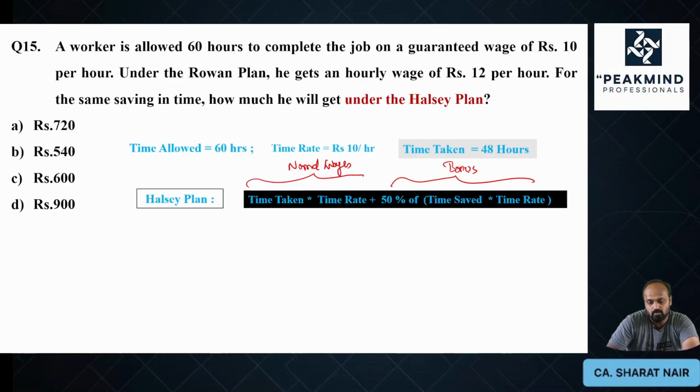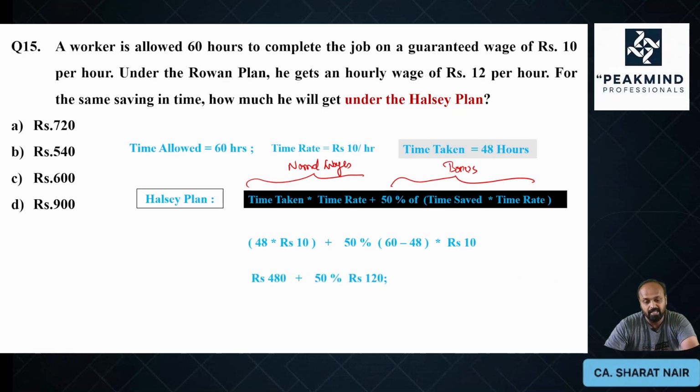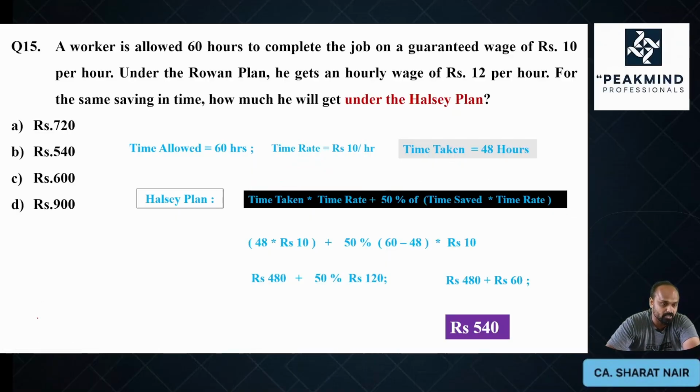Okay. Solving this, what will happen further if I write 480 into 10 plus 50% into 60 minus 48 into 10. 60 minus 48: 60 is your time allowed, 48 is the time taken, so the difference will be the time saved. Now further simplifying it, 48 plus 120 into 50 percentage, which is how much? 480 plus 60. So the total is 540. So the correct answer here is option number B, which is 540.